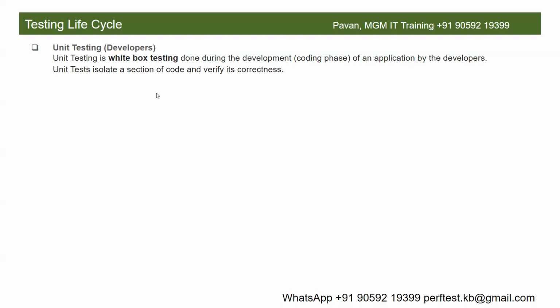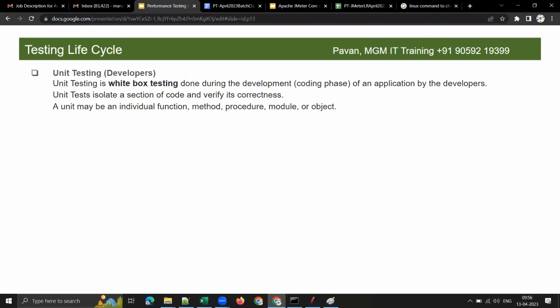So as soon as developers write, let's say, a Java application, first they will touch a single piece, a class. We call each unit a class, right? A Java application will have hundreds and thousands of classes. As soon as a Java developer writes one Java class, he will test that class in isolation to verify whether it is working as expected or not. So a unit may be an individual function, method, procedure, module, or object.